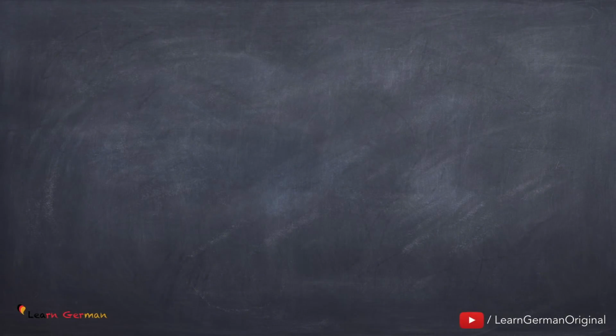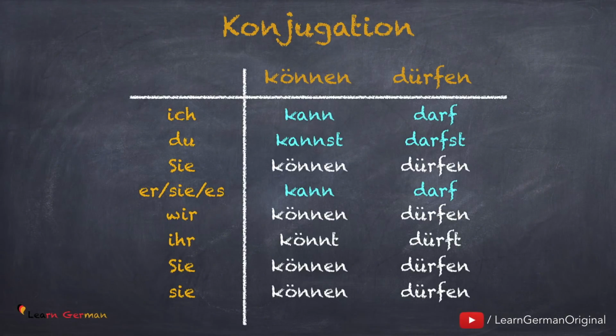When talking about both these verbs, it's also important to know how they are conjugated. Ich kann, du kannst, er/sie/es kann, wir können, ihr könnt, sie können. In the case of Modalverben, the conjugation for ich and er/sie/es is the same. Ich darf, du darfst, er/sie/es darf, wir dürfen, ihr dürft, sie dürfen.